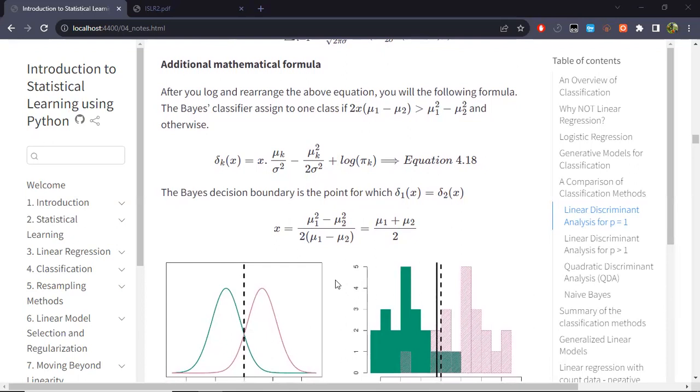Ricardo shared an interesting link in the chat.